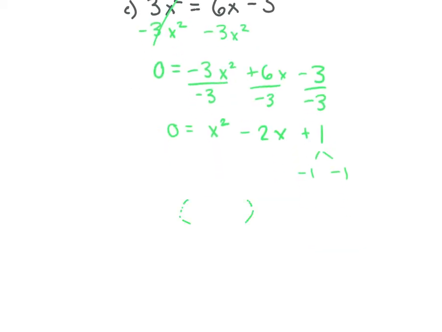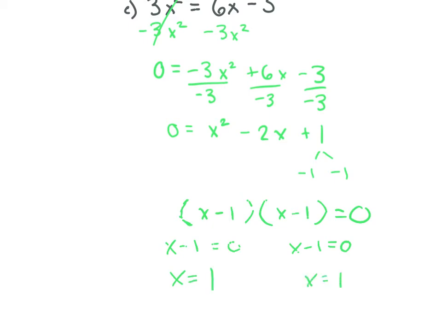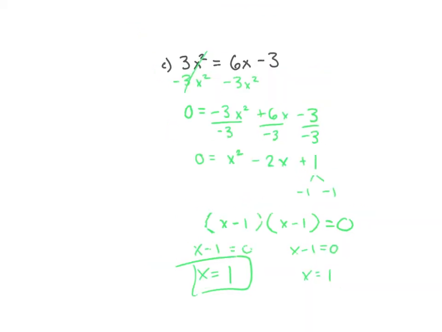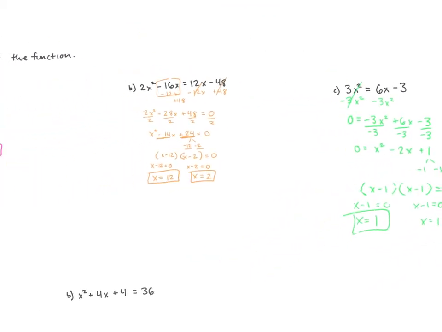So now what goes into our parentheses? X minus 1 and x minus 1. So we can split these into two equations. So x minus 1 is equal to 0. What do you get for x? 1. So x is equal to 1 is our answer. All right, any questions from number, what number was this? 3.